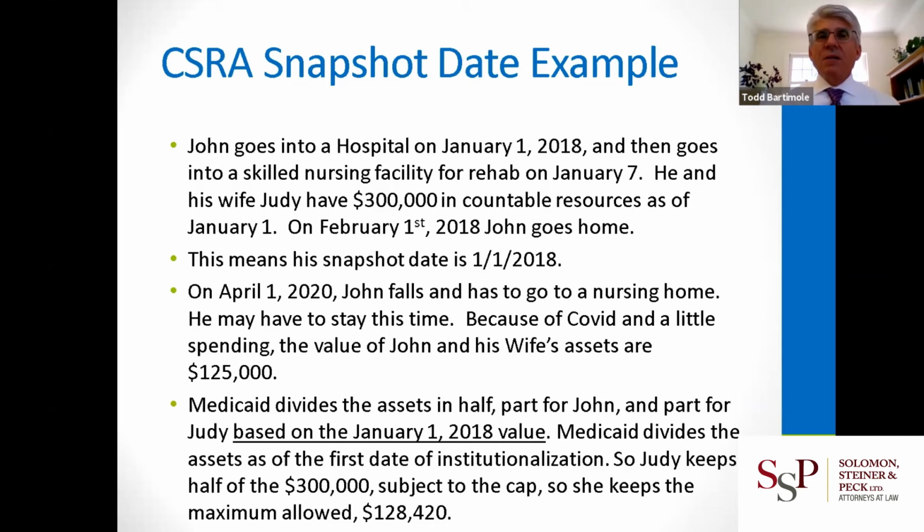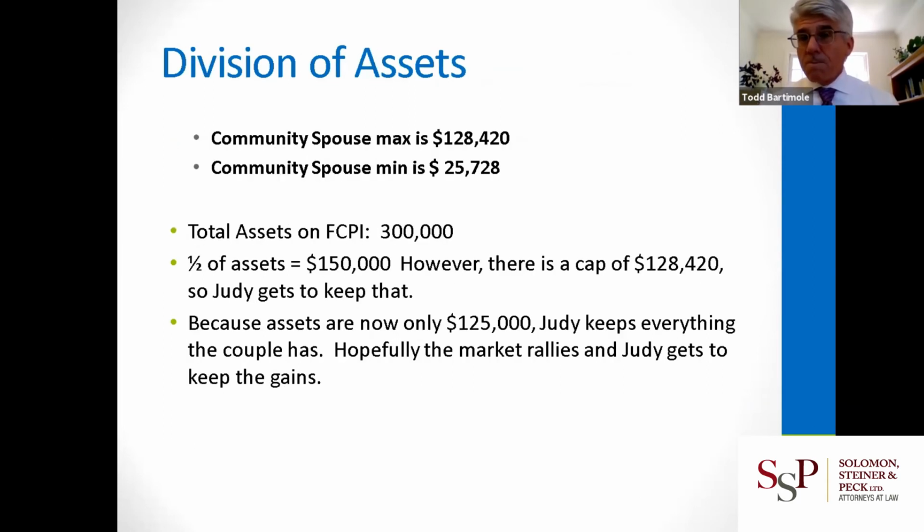So now the couple has $125,000. How much is the wife going to be able to keep? Well, Medicaid divides the assets as of January 1st, 2018. So there's $300,000. They cut that in half and they come up with $150,000, right? Well, again, we have a cap of $128,000 and change. So that's the most she's going to be allowed to keep, even if half is $150,000. So she's allowed to keep the maximum, which is $128,000. Because they now have $125,000, she gets to keep everything, okay? She gets to keep the whole 125, and they should be eligible for Medicaid in April when they apply.